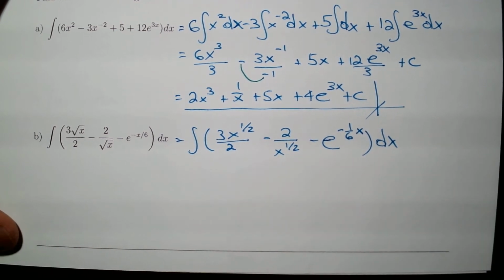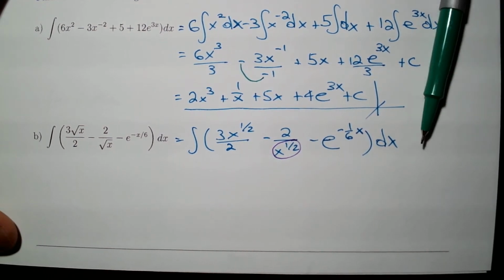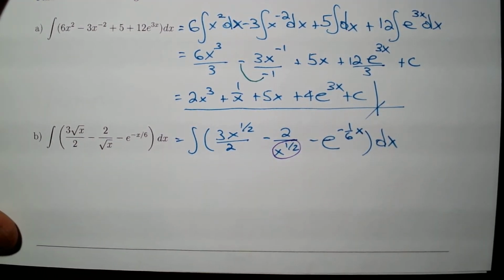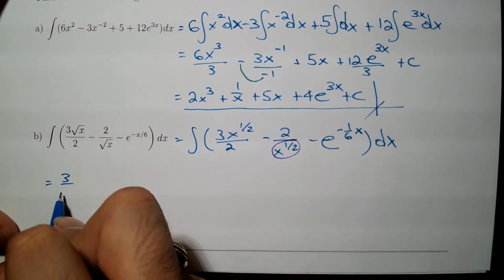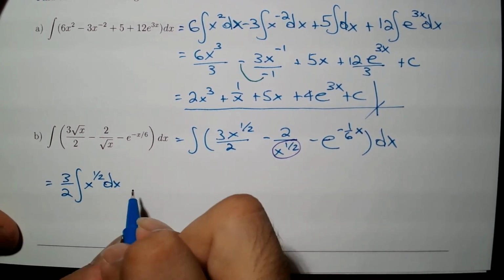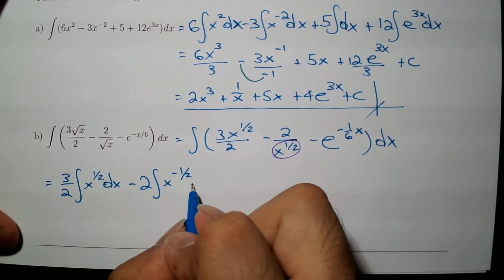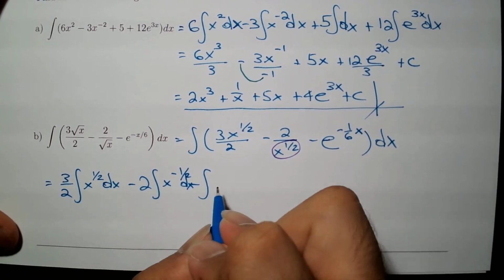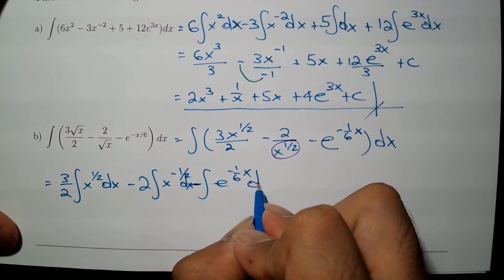Alright, I'm going to move this x to the 1/2 to the numerator with a negative exponent, because we cannot just integrate this when it is in the denominator. So I'm going to write 3 integrals, in fact, at the same time. So I'm going to have 3/2 times the integral of x to the 1/2 dx minus 2 times the integral of x to the negative 1/2 minus the integral dx minus e to the negative 1/6 of x dx.